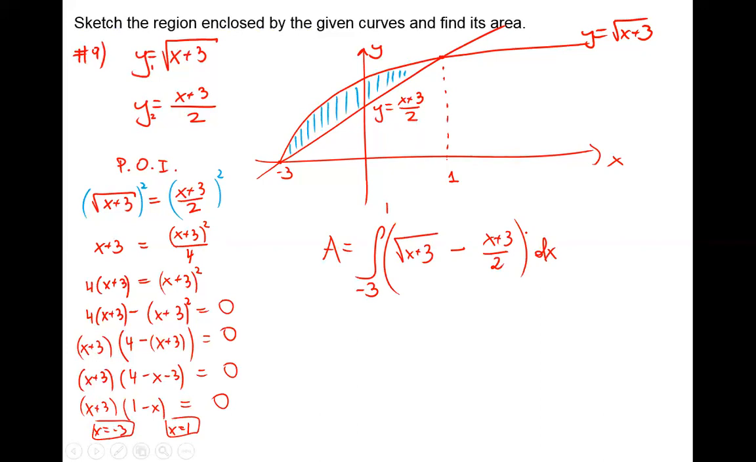Okay, and then we can try question number 10. That means it's the same thing. We have to find the region enclosed by two curves and find the area. And the curves are sine of x, and the second one is 2x over pi. That means this is just the sine function, and this is a linear function with the slope 2 over pi.